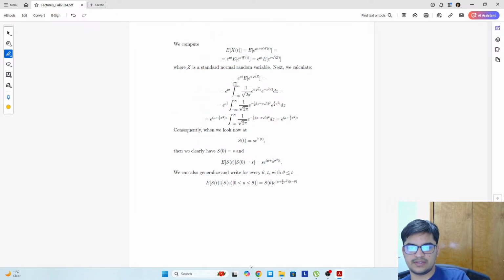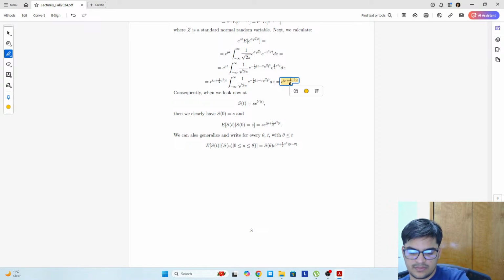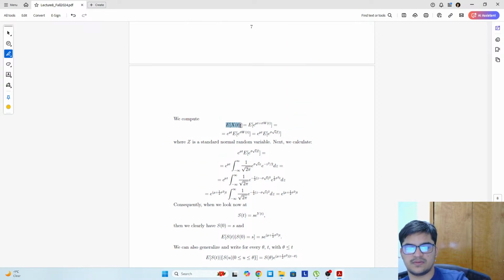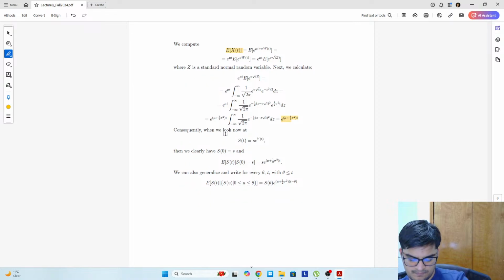Then we calculate this, and this is basically equal to this. I think this means that this will be equal to 0, 1, and then we reach here and this is 1. This is the equation, I mean the expectation of X_t. I think this is straightforward.